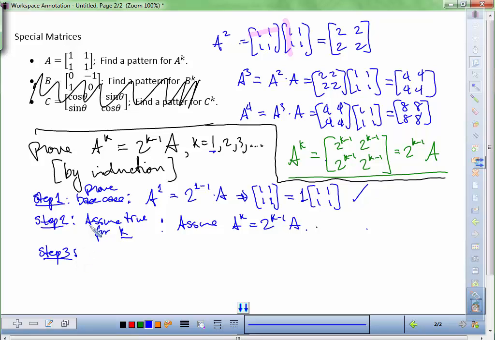If this proof is at all difficult, this is where you would find the difficulty. This is prove for k plus 1. So you're going to assume that it's true for everything less than k, up to k, and then you're going to show that it's true for the next step. And that's how the proof by induction goes. All right, so let's consider A to the k plus 1.